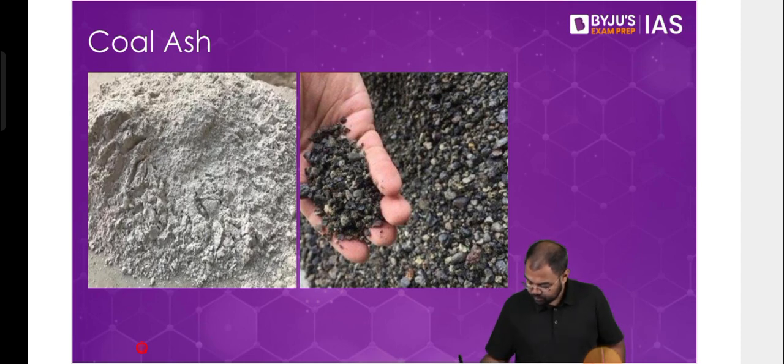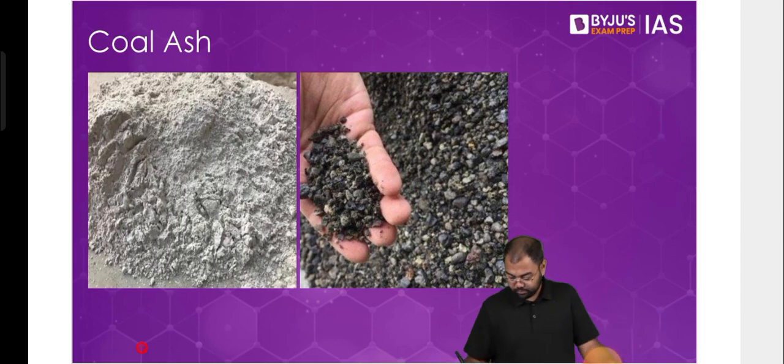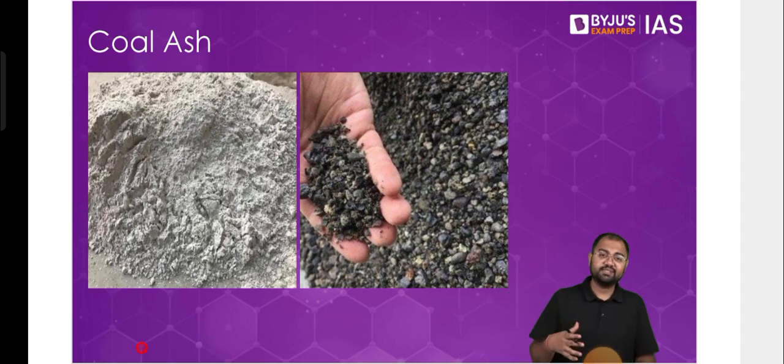Which coal is used to produce thermal energy? It's largely bituminous that we use. In India, which kind of coal is most abundant? It is bituminous. Bituminous is the most abundant in India. Subbituminous is basically a kind of bituminous, also called steam coal, which is used largely in the industries.